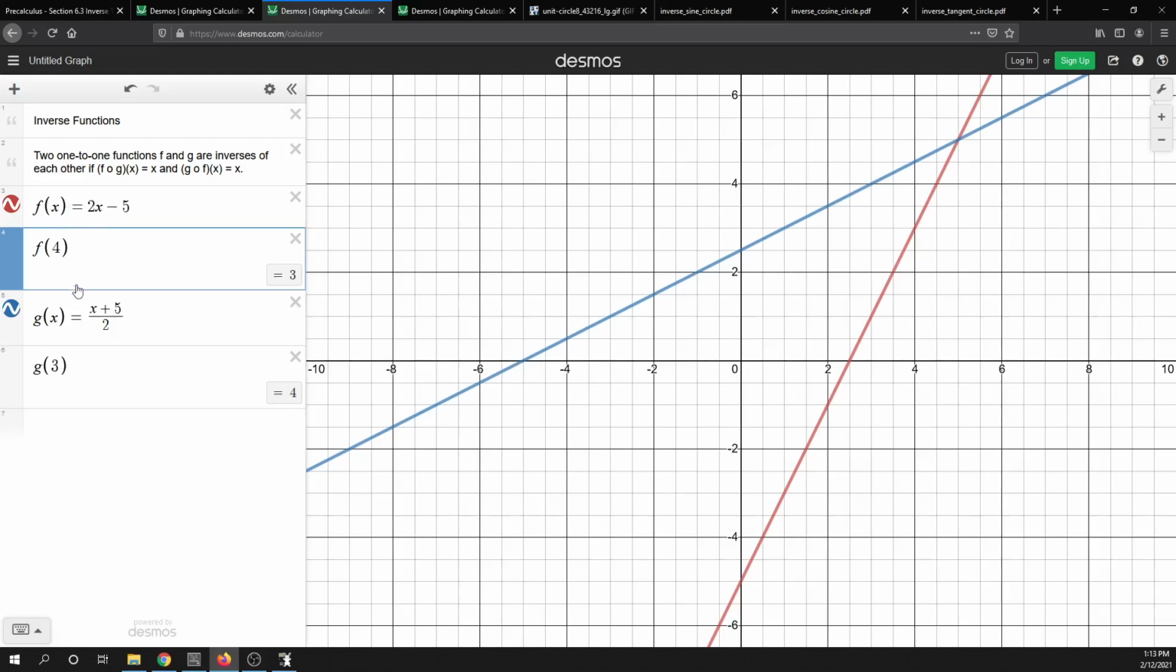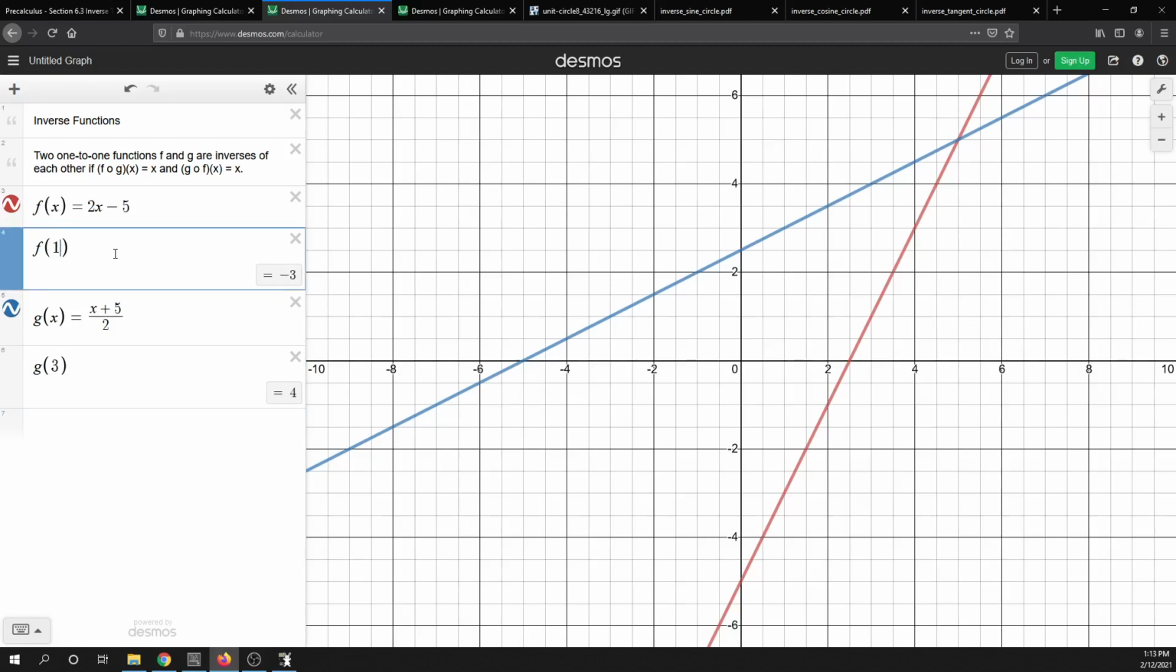Two functions are inverses of each other if I take any input, and here I have a 4 as an input, and I am plugging that into f, and the output I get is 3, right? If I take that output and plug it into the inverse, so take the output of one function and make it the input to the other function, the output of that will be the original number that we started with here as the input to the first function.